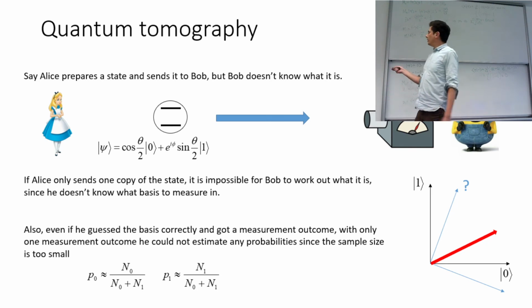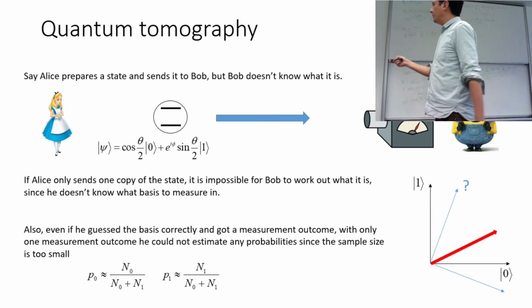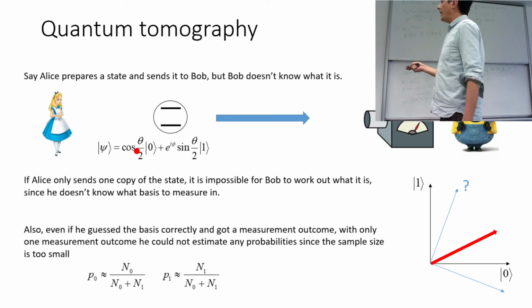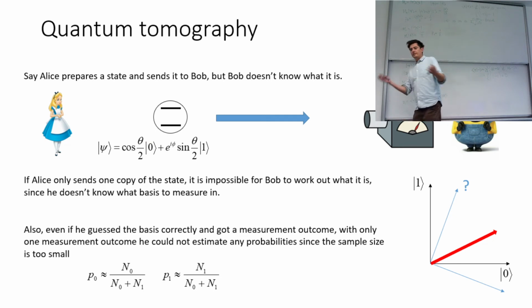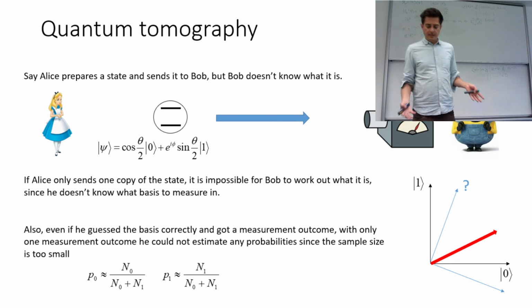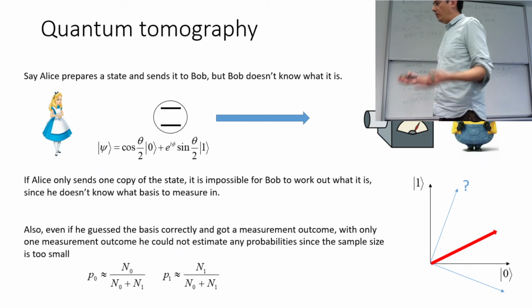He doesn't know what the state is, and he's got to figure out what it is. Figuring out what the state is means figuring out these parameters, theta and phi, because those are the coefficients of the wave function, and the wave function determines the properties of the system. So figuring out these parameters tells you what that state is.